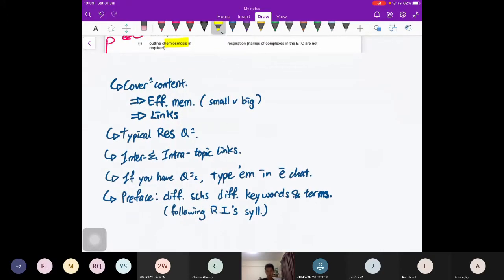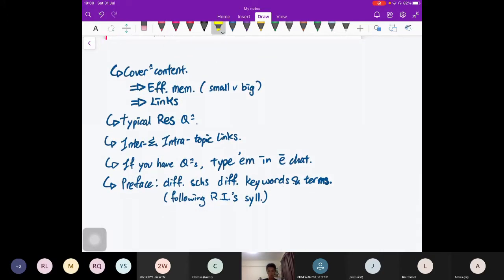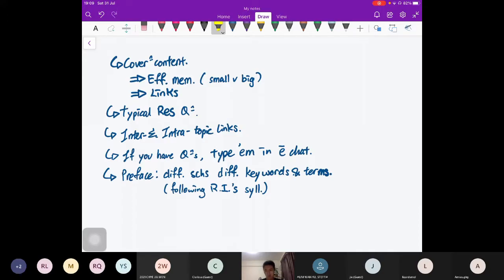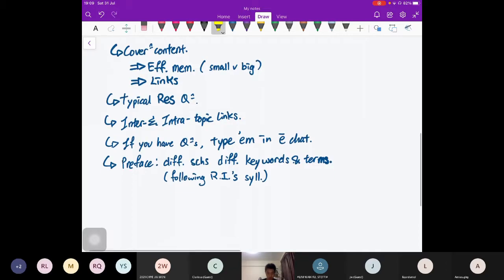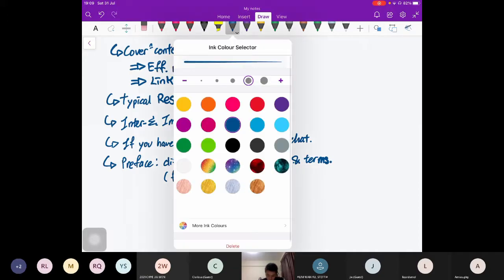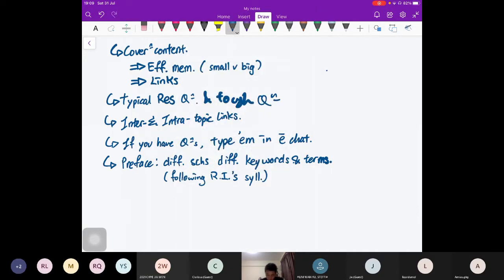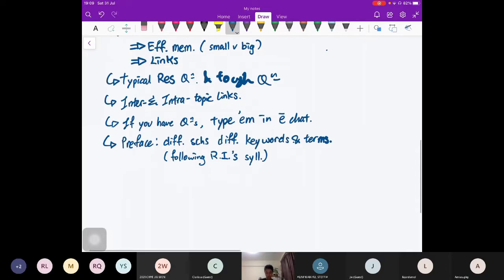So an outline of today's lesson will be covering content, how to effectively memorize all the different compounds, and how you see respiration as a small picture and how you see it in the bigger picture in your biology syllabus. We also talk about some links between respiration and other topics as well. I'll give you a typical respiration question and a tough respiration question. Again, inter and intra-topic links.